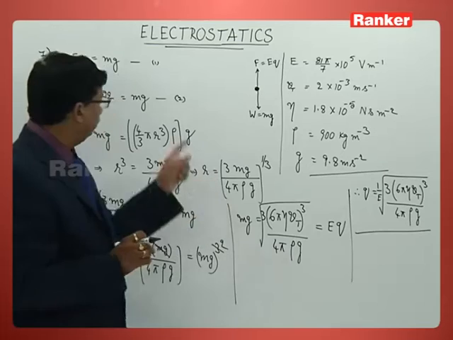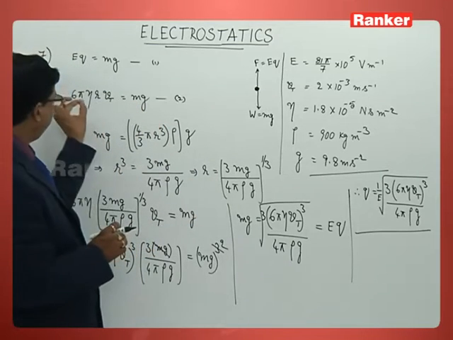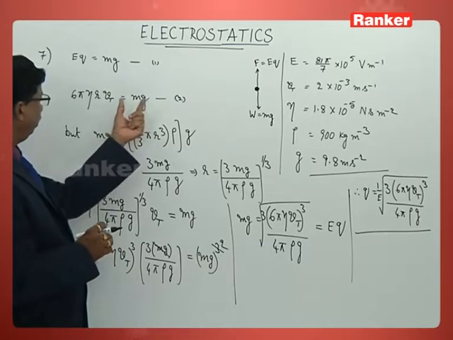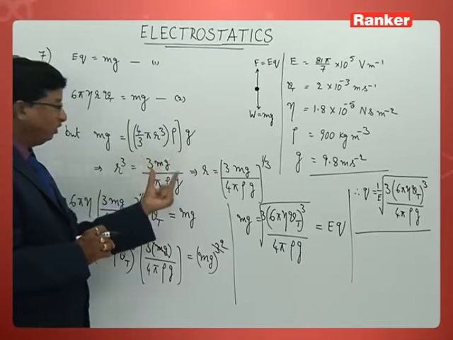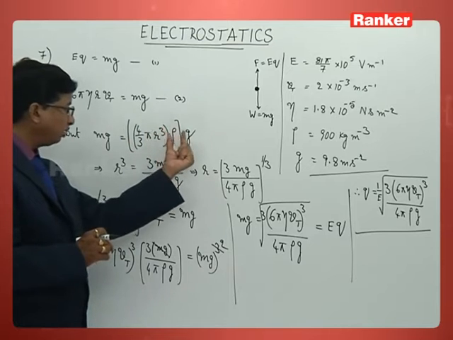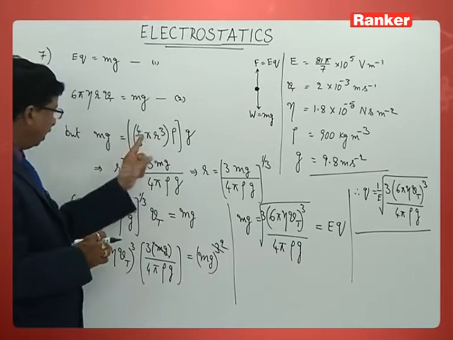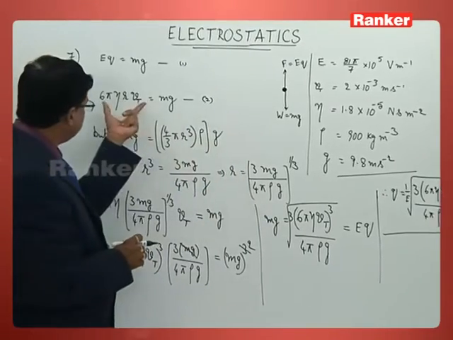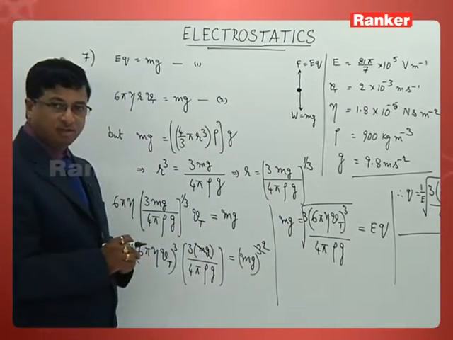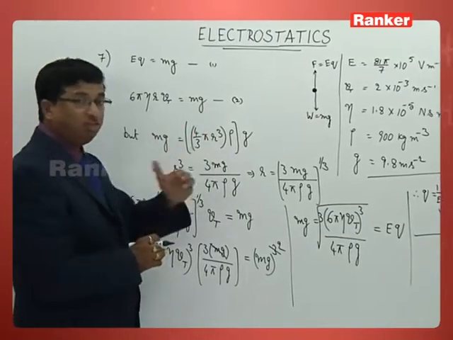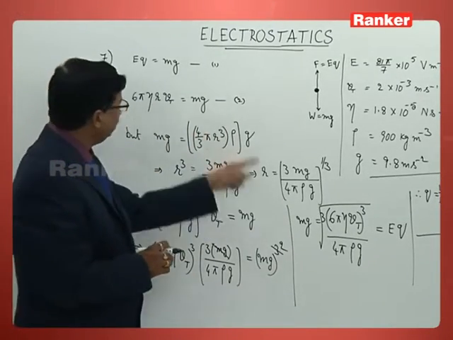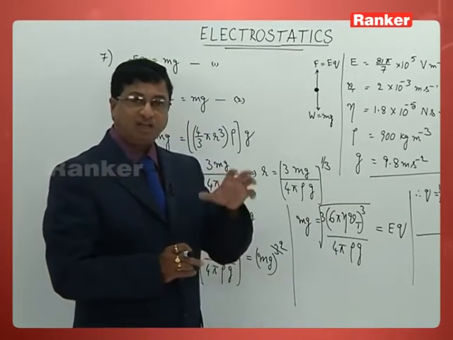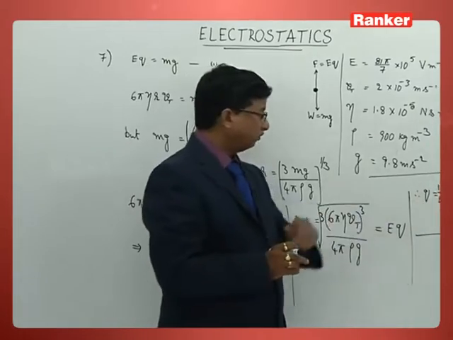So what can we write now? mg must be equal to 6 pi eta r into terminal velocity. Now we know what is weight, which is volume into density into acceleration due to gravity. From that I have calculated the radius of the drop. That I have substituted in the second equation. Therefrom I have estimated what is mg. That mg I have equated that one to EQ, wherefrom I can calculate the charge now like this.